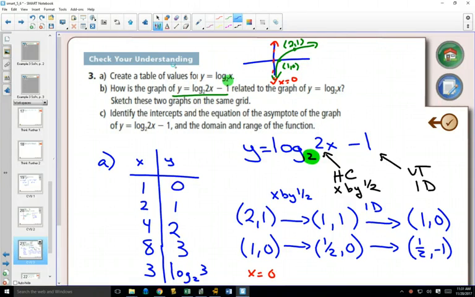Now, our vertical asymptote, which is at x equals 0, the only way it's going to be affected is if you translate it left or right. All of the other transformations don't affect it. And since we're not translating anything left or right, it's going to stay at x equals 0.